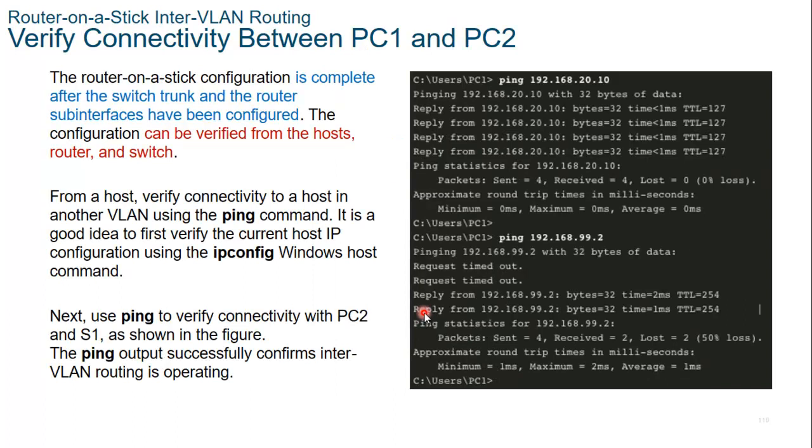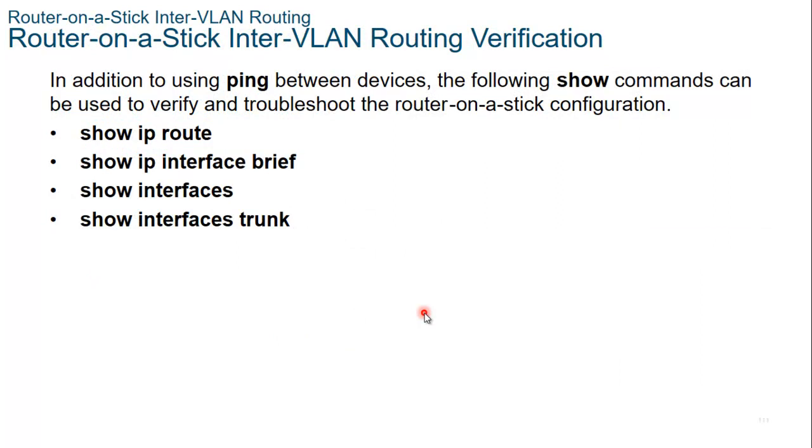The router on a stick configuration is complete after the switch trunk and the router subinterfaces have been configured. The configuration can be verified from the host, router, and switch. From a host, verify connectivity to a host in another VLAN using the ping command. Ping is a good command to have to verify connectivity. In addition to using ping between devices, the following show commands can be used to verify and troubleshoot the router on a stick configuration. This includes show ip route to show the routing table, show ip interface brief, show interfaces, and show interfaces trunk.